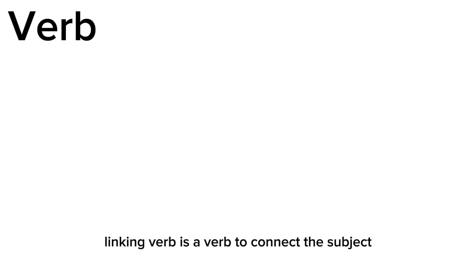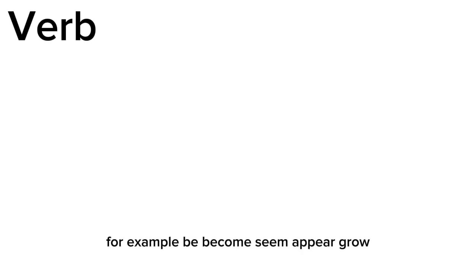A linking verb is a verb to connect the subject and description. For example, be, become, seem, appear, grow.